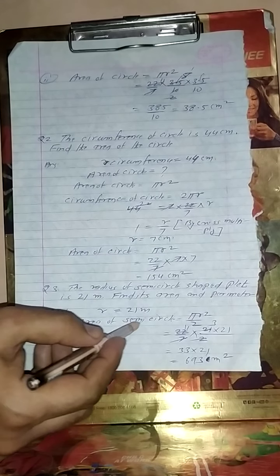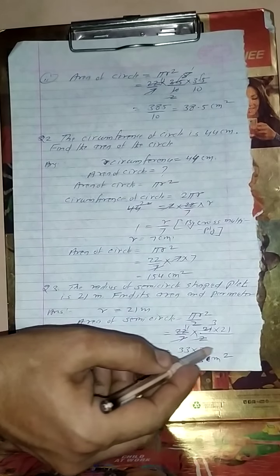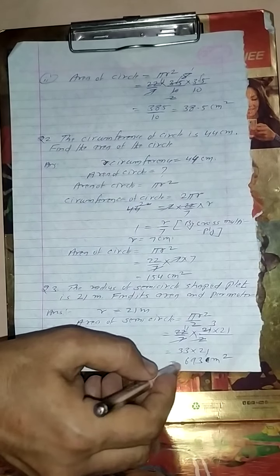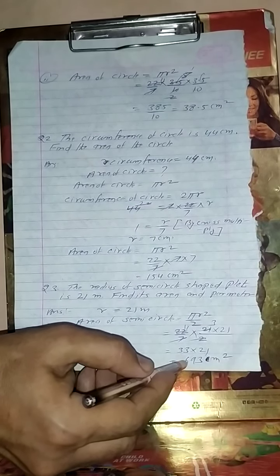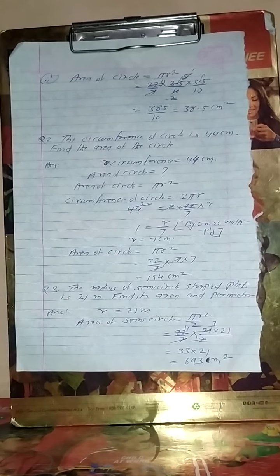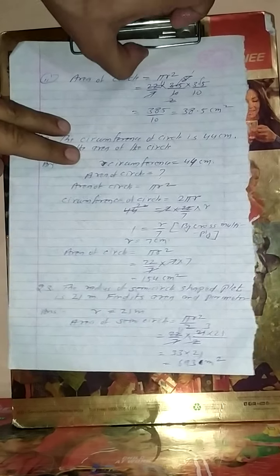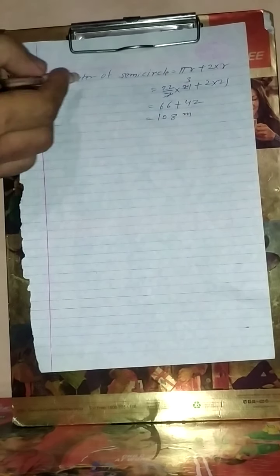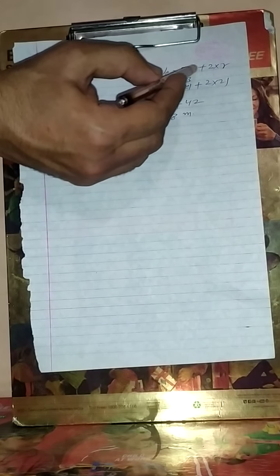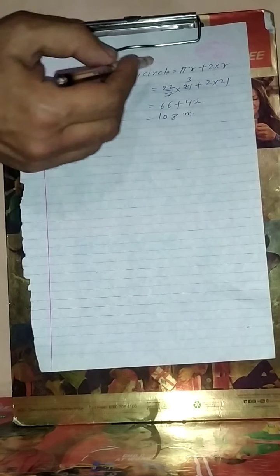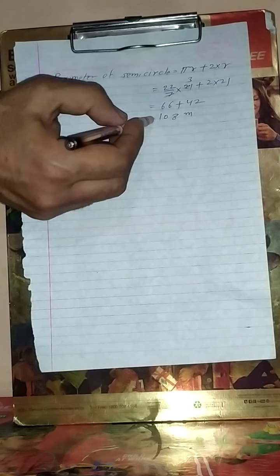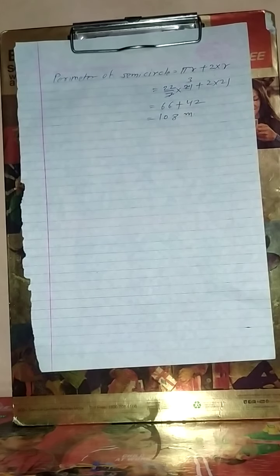Area of semicircle equal to pi r square upon 2. Then we put the value of the radius in this formula, and after calculating we obtain 693 as the area of the semicircle. Now we have to find the perimeter of the semicircle. The formula of perimeter of semicircle is pi r plus 2 into r. After putting the value of the radius in this formula we obtain 100 as the perimeter of the semicircle.